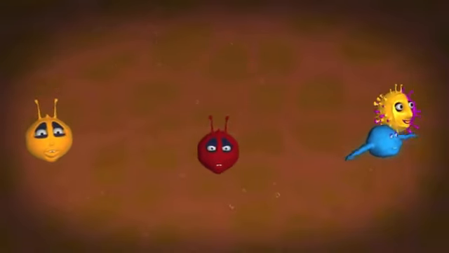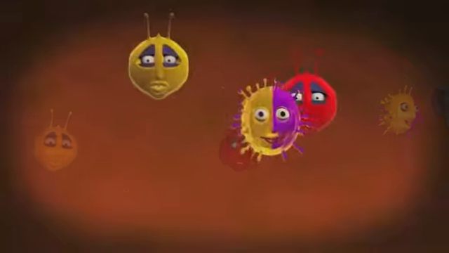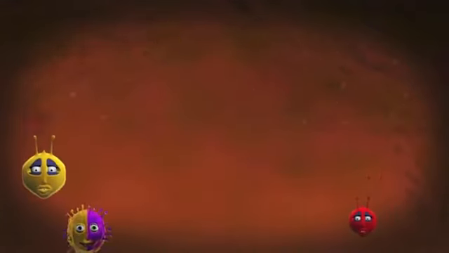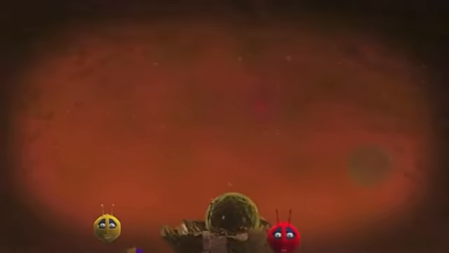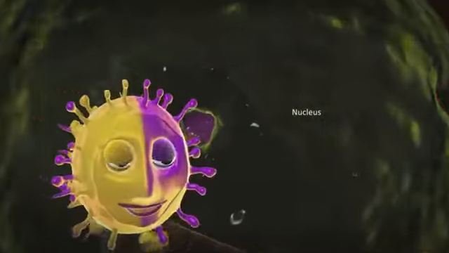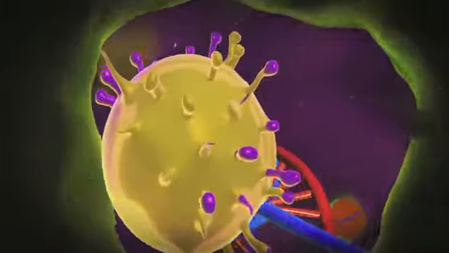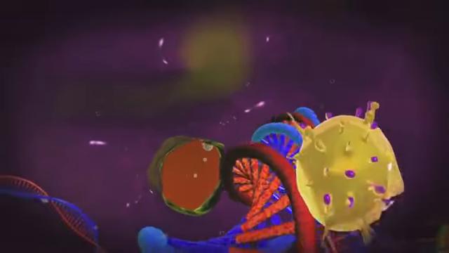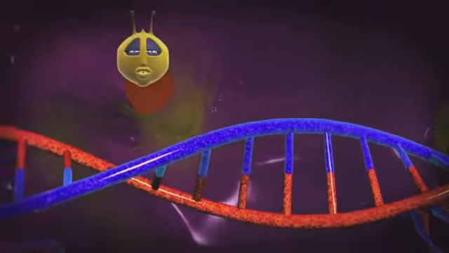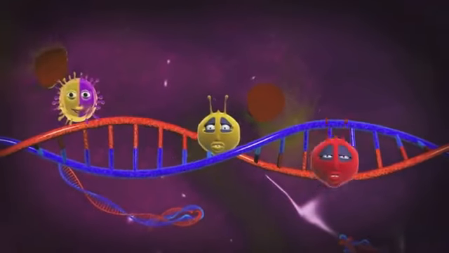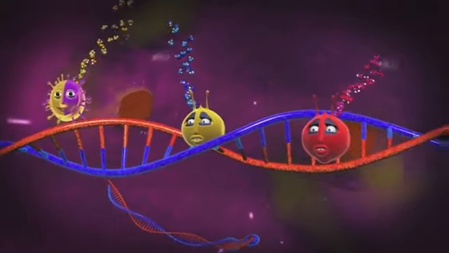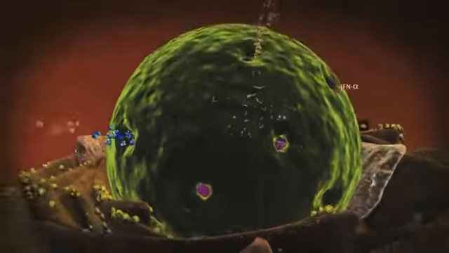IRF3, IRF7, and NF-kappa-B are all transcription factors. Each will translocate into the nucleus and find their own specific binding or IRF sites on the DNA promoter region. Each DNA promoter region controls different sets of antiviral factor expression. IRF3 and IRF7 induce expression of type 1 interferons alpha and beta. NF-kappa-B triggers the pro-inflammatory cytokines IL-1 beta or TNF-alpha.